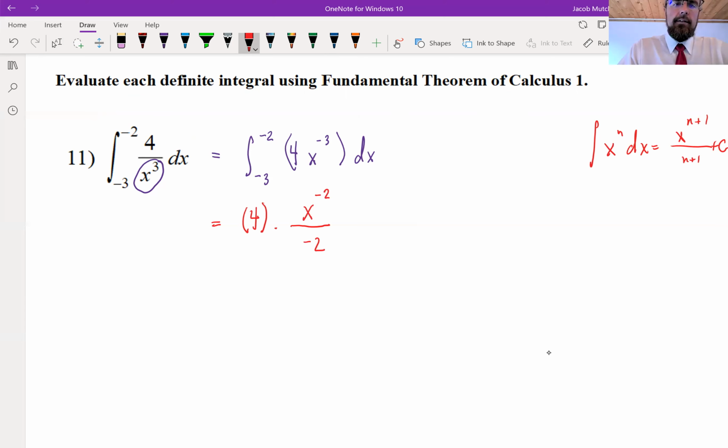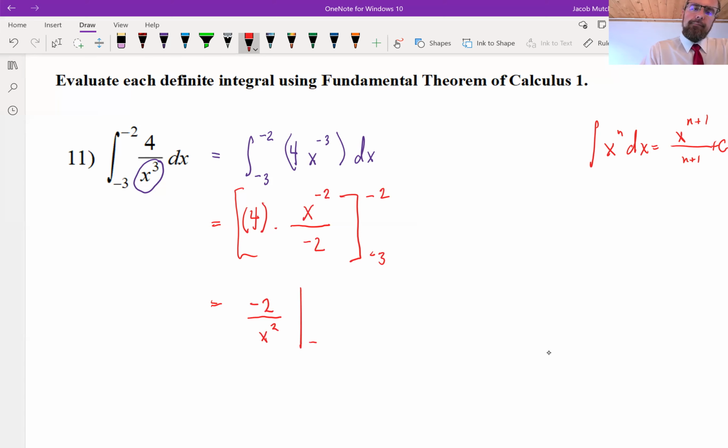And then this is just one term, so it's a little simpler. I'm just going to evaluate this from negative 3 to negative 2. We want to clean up and simplify that antiderivative. So 4 divided by negative 2 is going to be negative 2. And then I can let that power of x descend so that it is a positive power. So that's over x squared. And we're going to evaluate that from negative 3 to negative 2.